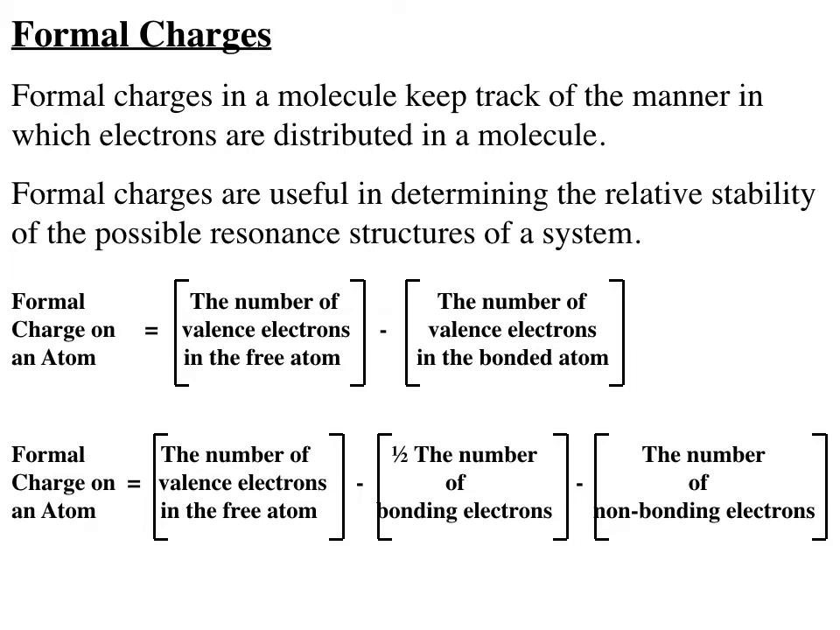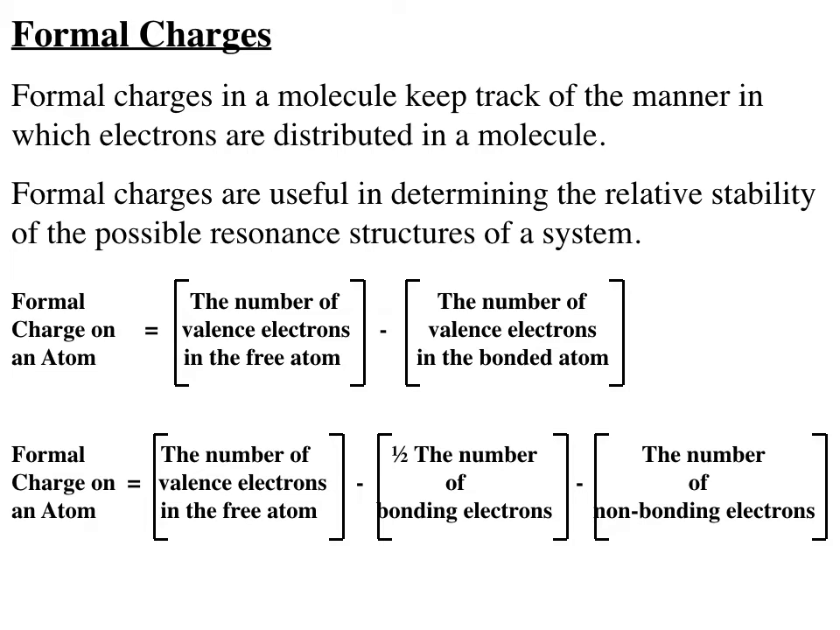How do we define the formal charge? Well, the formal charge on the atom, as we see there, is equal to the number of valence electrons it should normally have minus the number of valence electrons it has in the bonded case. And as the bottom thing shows, this is the recipe you should keep in mind.